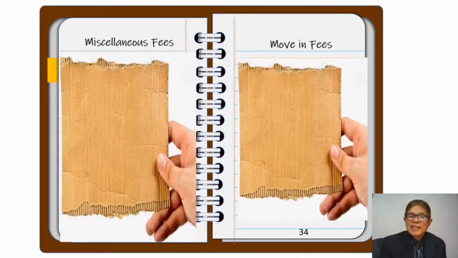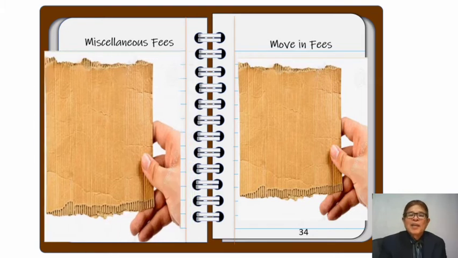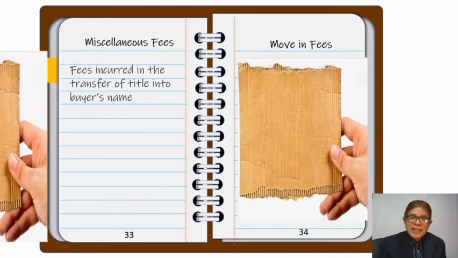What are miscellaneous fees? Miscellaneous fees are fees incurred in the transfer of title into the buyer's name. Sometimes it's called transfer fee or processing fee or closing costs. Usually, closing costs is the term used abroad.